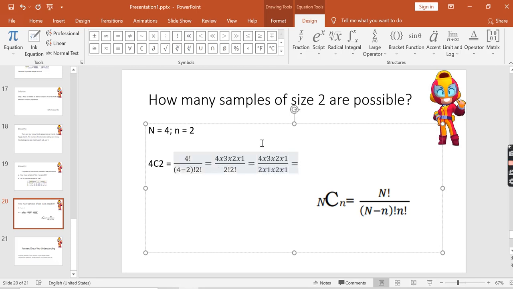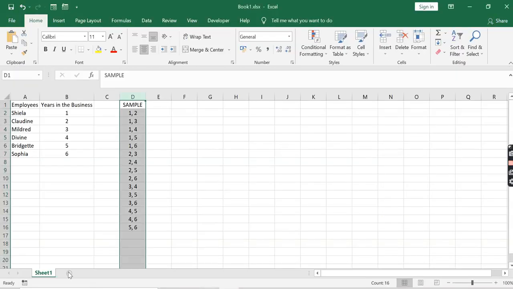Okay? So what's 4 times 3 times 2 times 1? We have 4 times 3 is 12 times 2, 24 times 1 is still 24. Here, in the denominator, we have 4. Right, 4. So 24 divided by 4 is, very good, 6. So meaning there are 6 possible combinations for this problem. Alright, so let us list down those combinations.